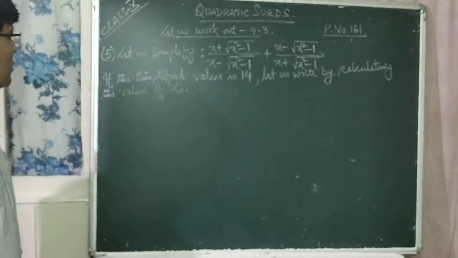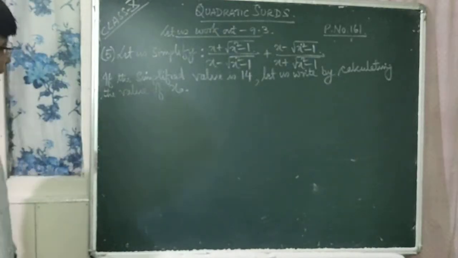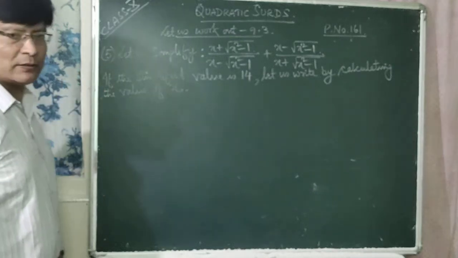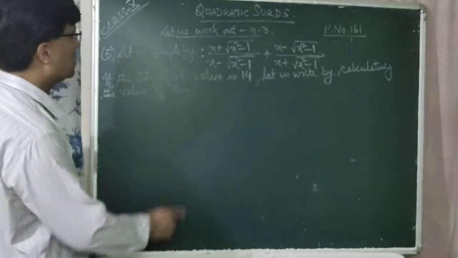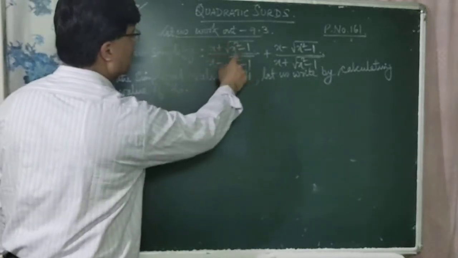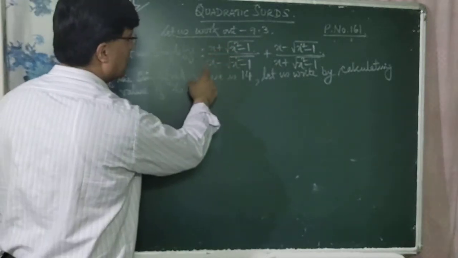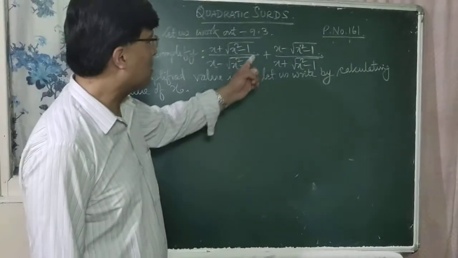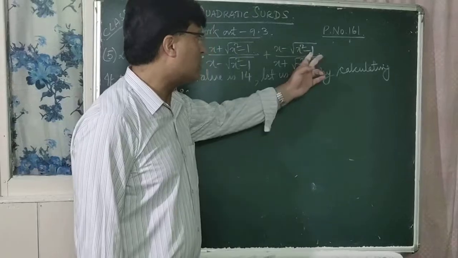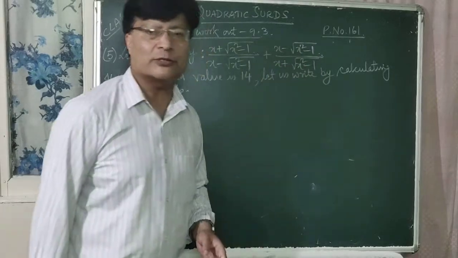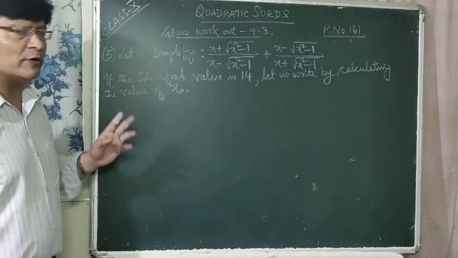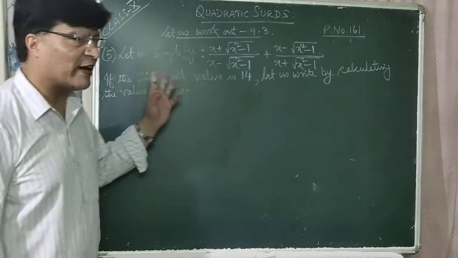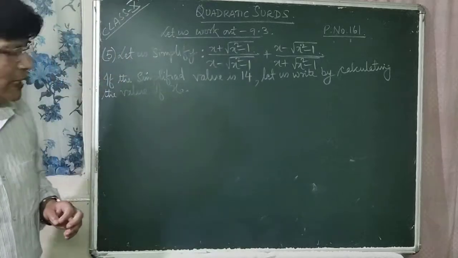So now we will do the next question, that is question number 5. Let us simplify. The expression to be simplified is (x + √(x² − 1)) / (x − √(x² − 1)) + (x − √(x² − 1)) / (x + √(x² − 1)). So first of all, you have to simplify this given expression. You have to find out the simplified value of this given expression, right?